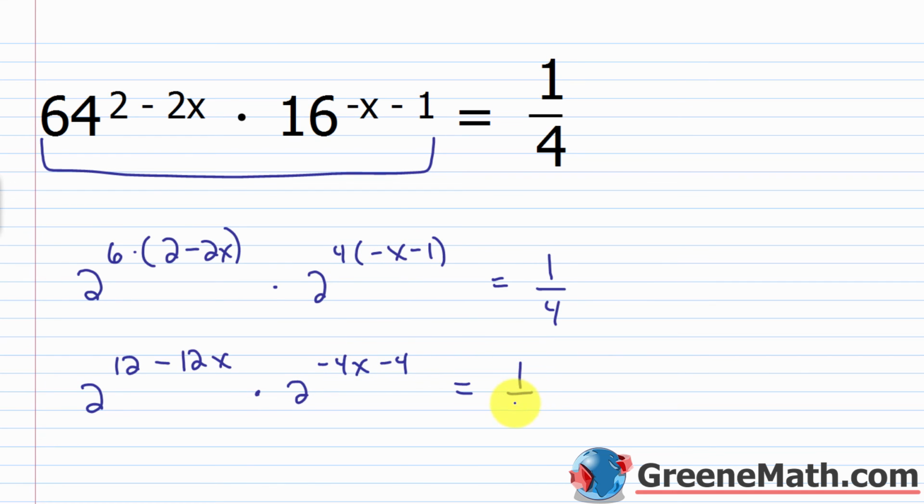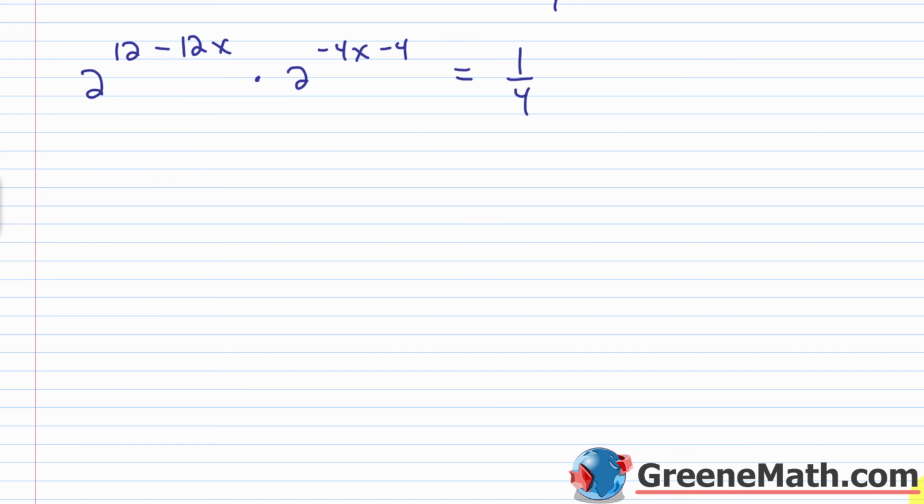This equals 1/4. So now if we have the same base here, remember, if we're multiplying, we would add exponents. So I could add 12 and negative 4. That would give me 8. So this would be 2 to the power of 8. And then negative 12x minus 4x, that would be minus 16x. So 2 to the power of 8 minus 16x.